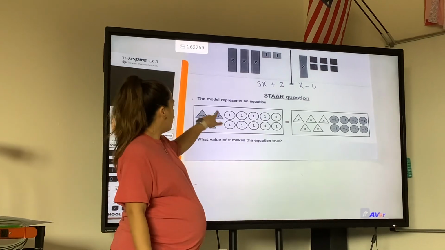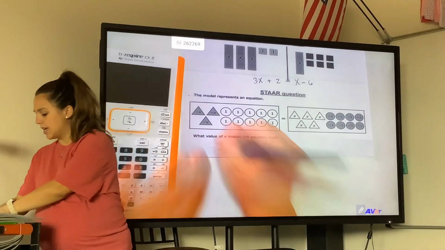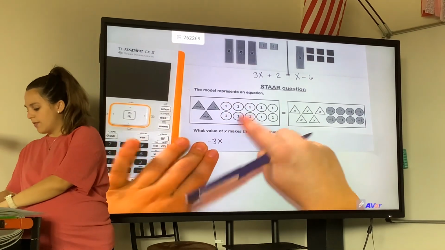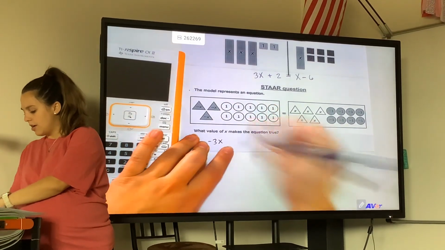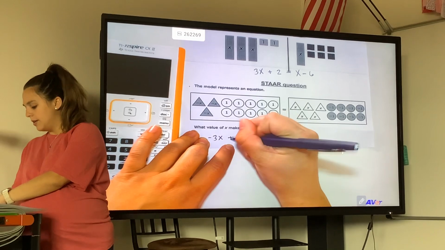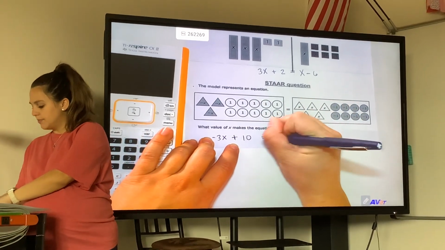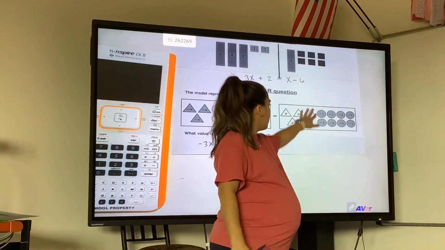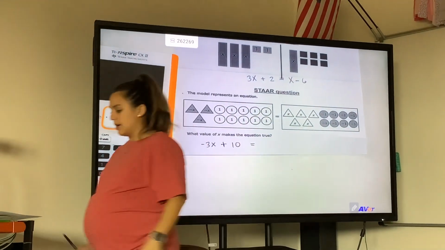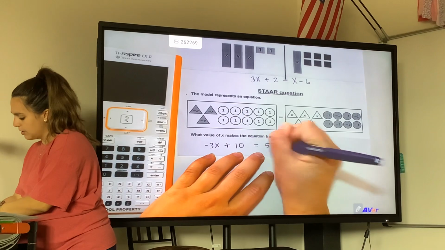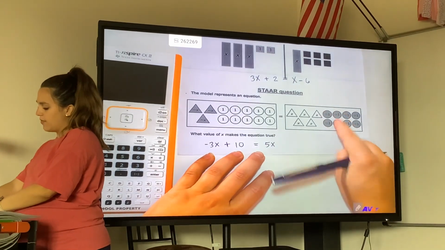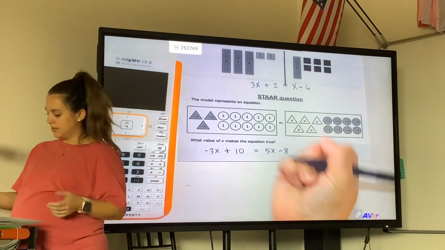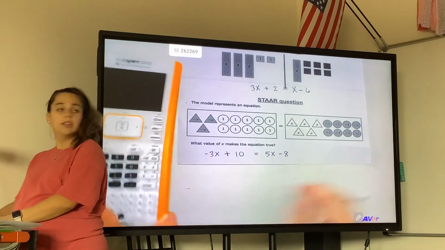So we have 3 of these negative X's. So I'm going to say -3X. And then we have 1, 2, 3, 4, 5, 6, 7, 8, 9, 10 of the 1s. So I'm going to say +10. Then we have the equal sign. So I'm just going to scoot it over this way. We have 5 X's here, and they are not shaded. They're positive. So I'm going to say equals 5X. And 1, 2, 3, 4, 5, 6, 7, 8 negative 1s. So I'm going to say -8. Okay, that is our equation.